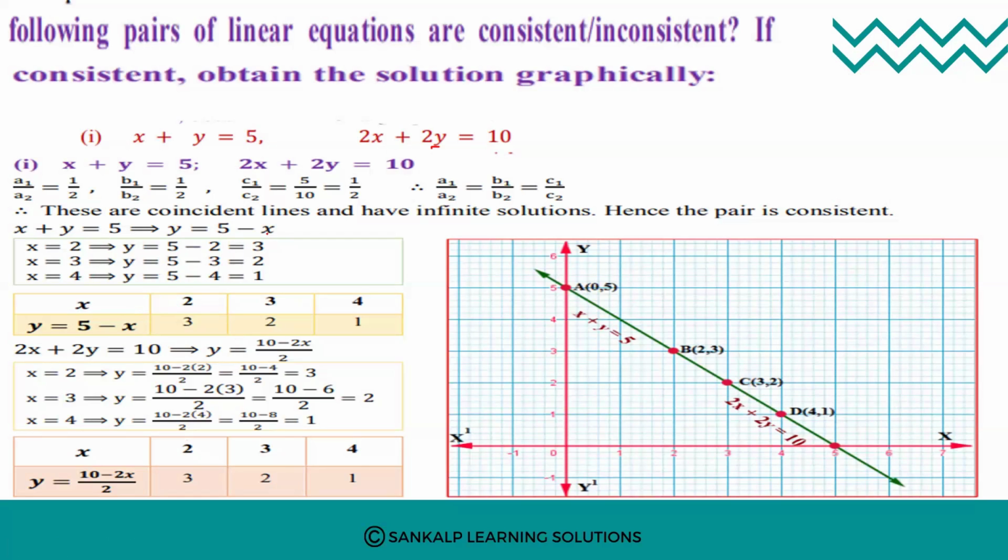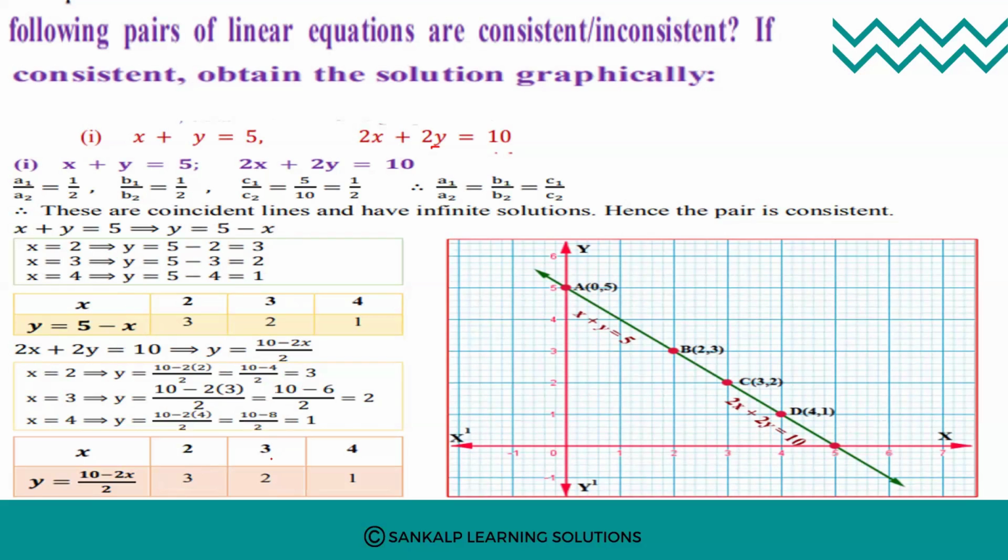Now y is equal to 5 minus x. If x is equal to 2, then 5 minus 2, that is 3. If x is equal to 3, then 5 minus 3 is 2. If x is equal to 4, then 5 minus 4 is 1. Like that, 2x plus 2y is equal to 10. Then 2y is equal to 10 minus 2x. Okay, transfer this 2 to this side. Then 10 minus 2x divided by 2 is the value of y. Now, if I take x is equal to 2, 10 minus 2 into 2, that is 4. 10 minus 4 divided by 2 is 6 divided by 2, that is 3.